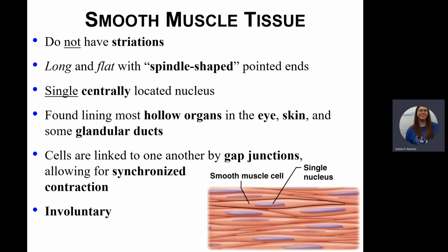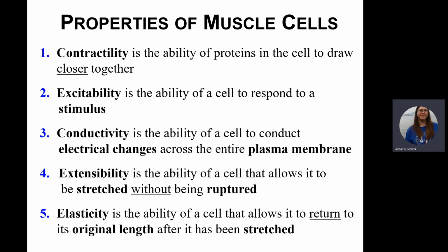The cells are linked to one another via gap junctions, and again, that allows for synchronized contraction, like for example in the gut with peristalsis. Again, smooth muscle tissue is involuntarily controlled, so you don't have to think about this. This is something that automatically happens without you having to physically think about it.